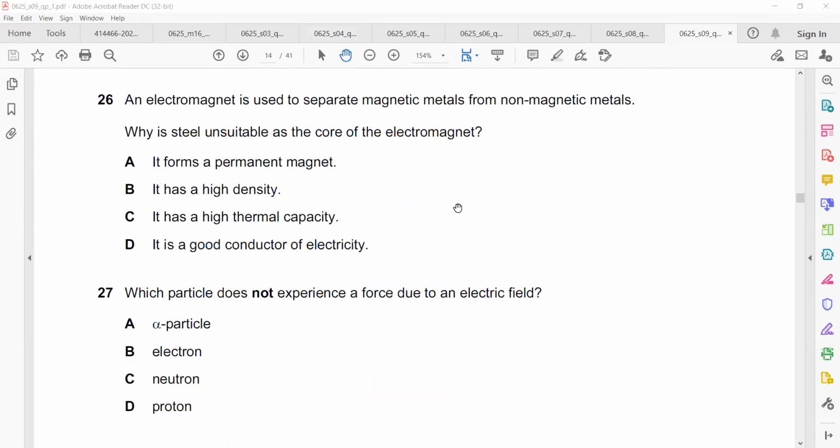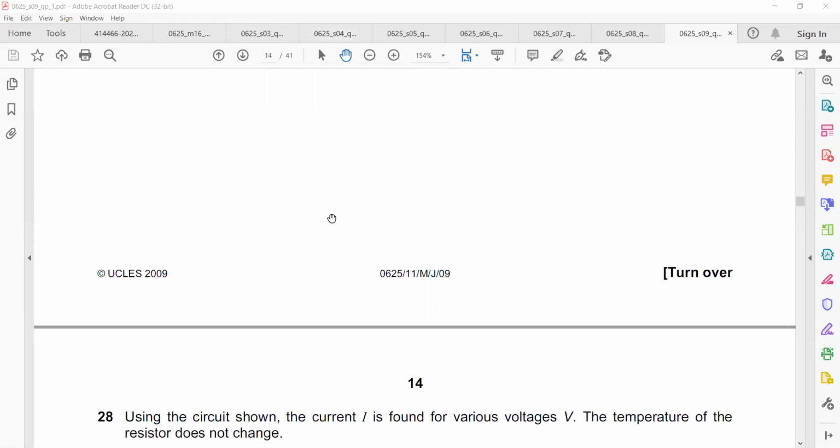Question 26. An electromagnet is used to separate magnetic materials from non-magnetic. Why is steel unsuitable as a core of an electromagnet? A temporary magnet should be made up of iron because steel forms a permanent magnet, so it will not be suitable for the purpose.